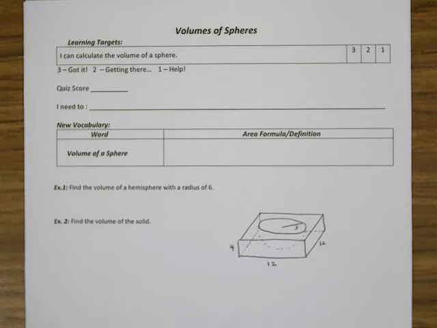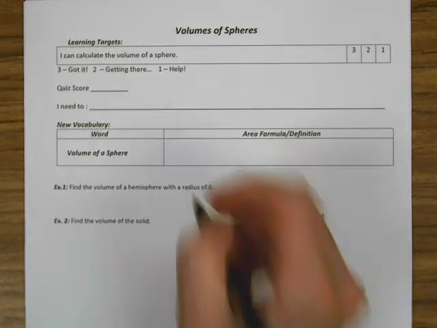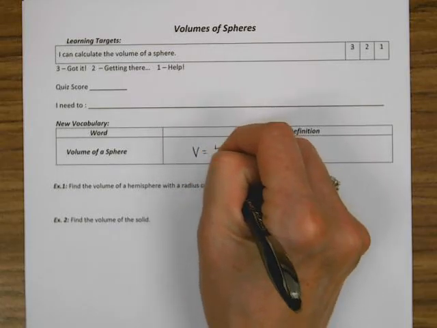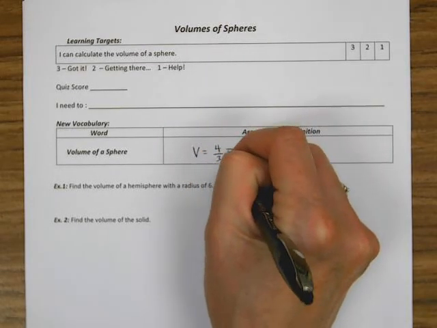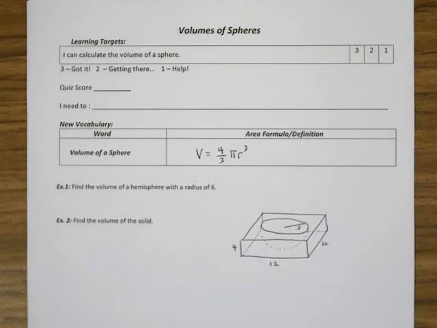What we're really going to be working on is practicing either adding or subtracting spheres or hemispheres to other prisms and solids that we have already talked about. The volume of a sphere, the formula is 4/3 pi times the radius cubed.